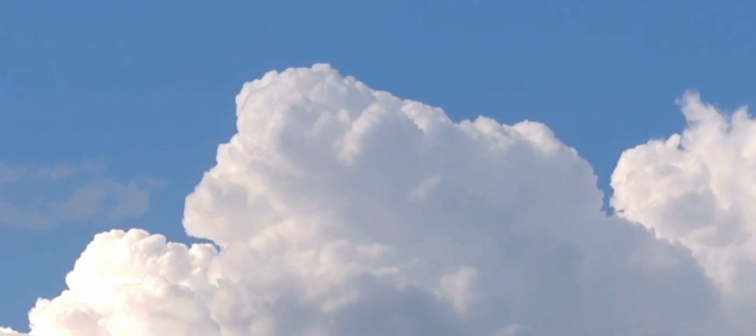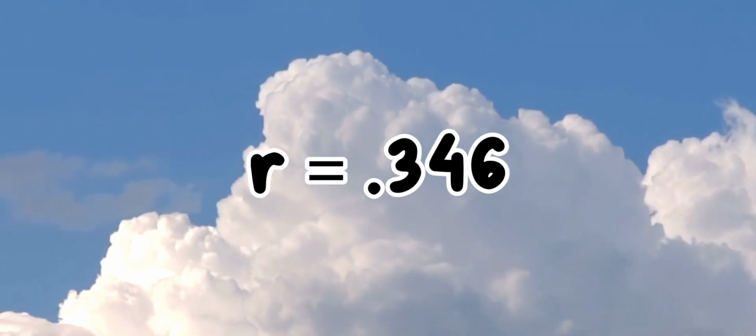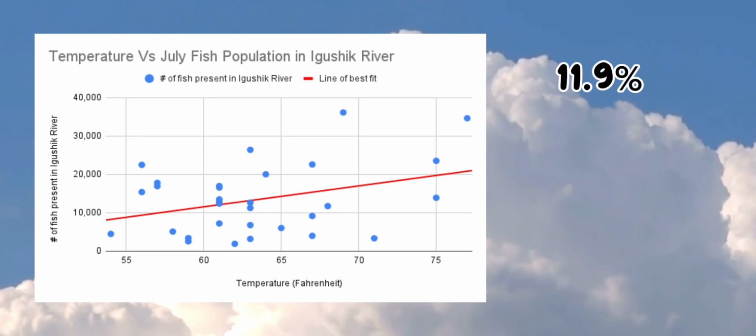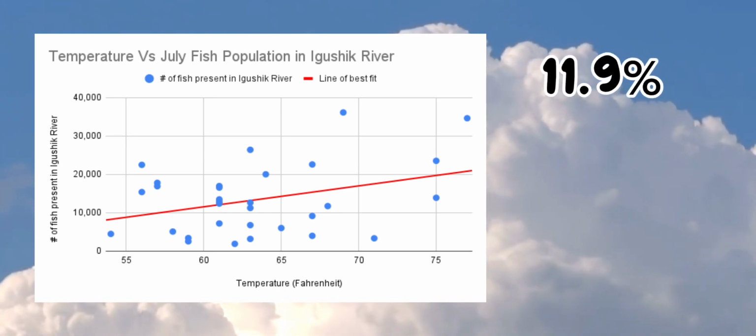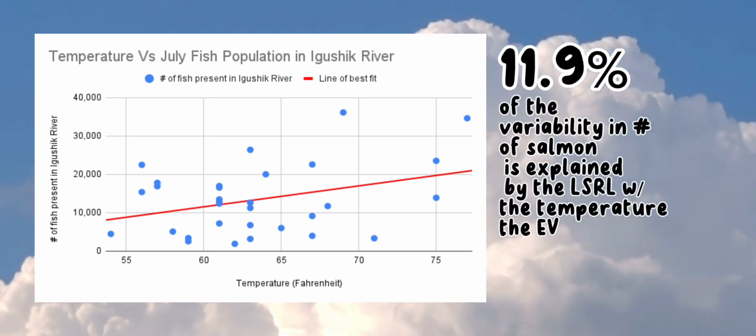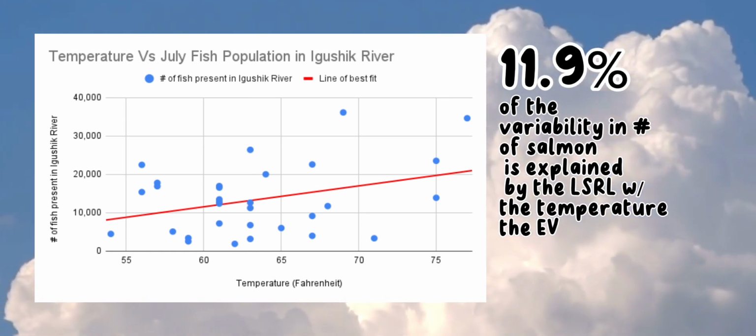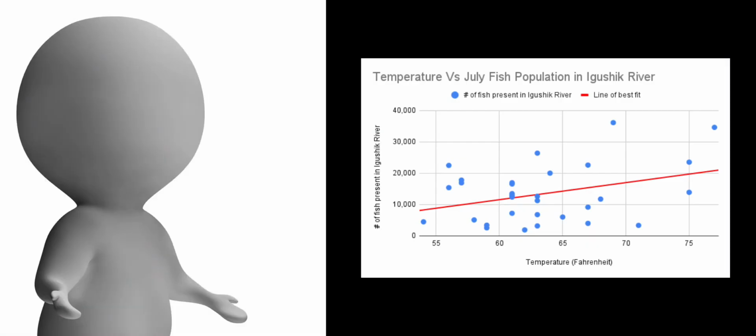But wait, these numbers tell me absolutely nothing if I don't know the context. What does this all mean? Great question, Mr. Shaw. The R value of 0.346 describes the weak positive linear correlation mentioned above, and the R squared value of 11.9% shows that 11.9% of the variability in number of salmon is explained by the least squares regression line with the temperature as the explanatory variable. Admittedly, it's not great, but some correlation does exist.